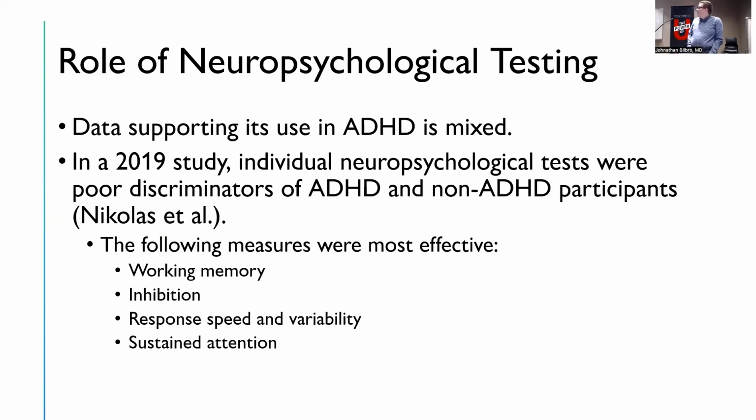There was a 2019 study in which individuals with and without ADHD went through neuropsychological testing batteries, and in that study, the individual neuropsychological tests really did a poor job of discriminating between the ADHD and non-ADHD patients. The measures that were the most effective were things like working memory, inhibition, response speed and variability, and sustained attention. But even those, again, didn't do a great job.